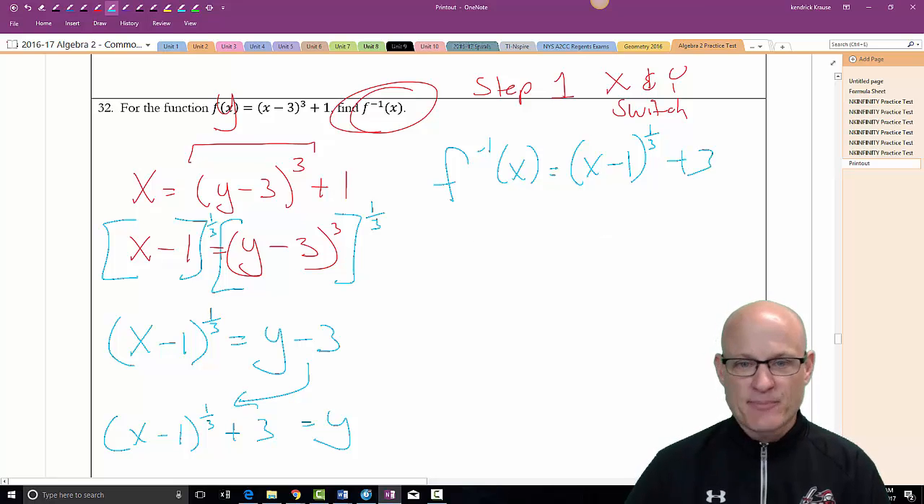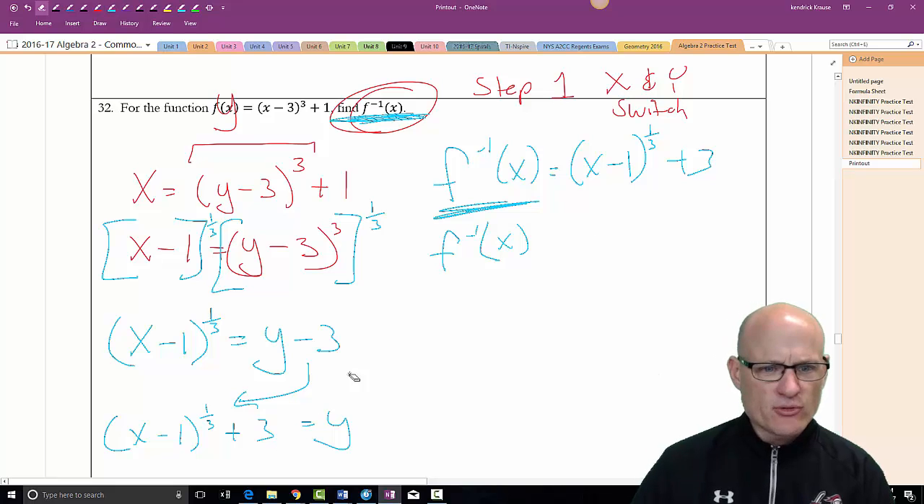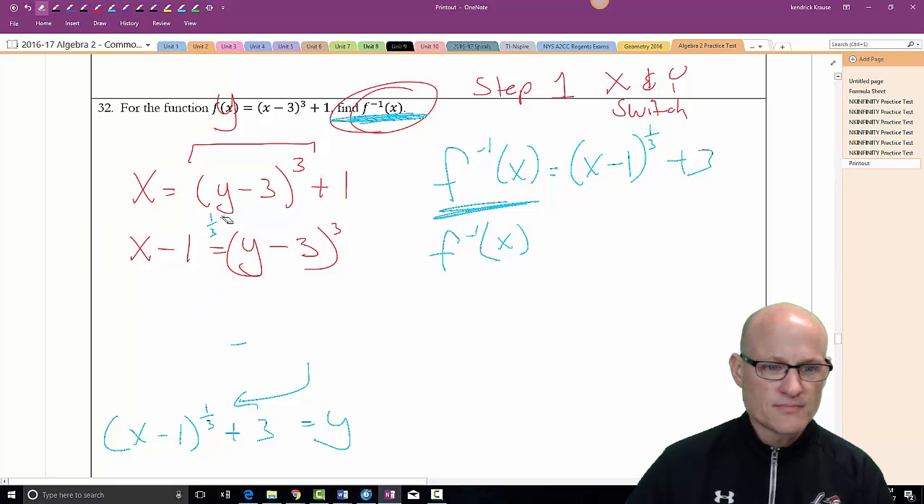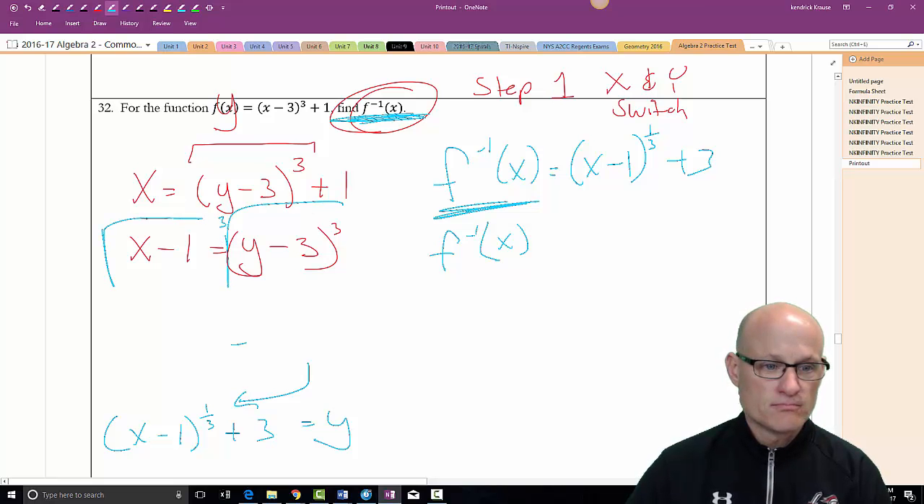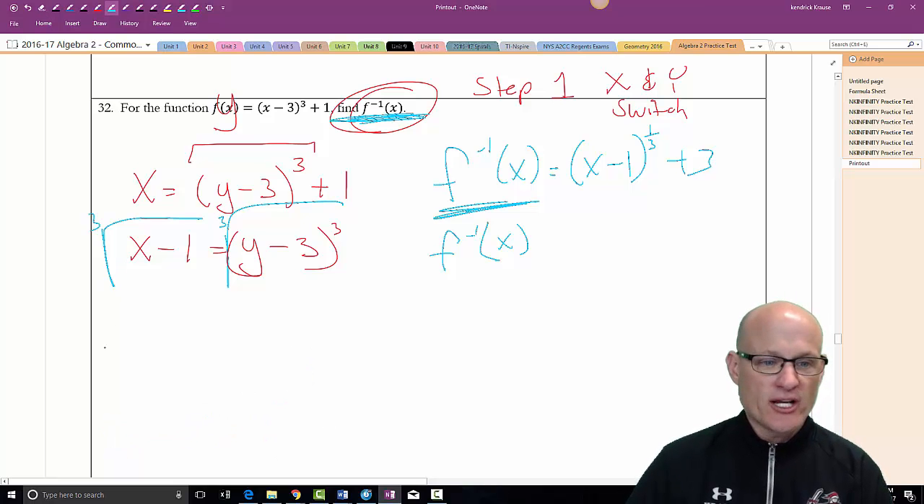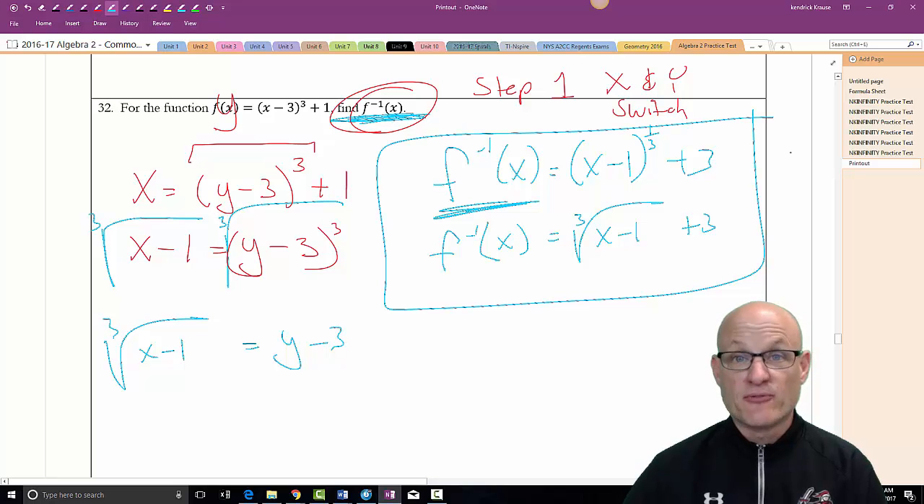Now, if you don't like that, by the way, you definitely should have inverse notation because that's what it told you to find. You should write it professionally. If you don't like this, you could also have this answer. Some of you did this: instead of raising it to the reciprocal, you took the cube root. And it's the exact same thing, because doesn't 1/3 power mean cube root? So you end up with the cube root of x minus 1 equals y minus 3, and then you bring the 3 over. So your other acceptable answer is cube root of x minus 1 plus 3. Either one of these would be full credit.